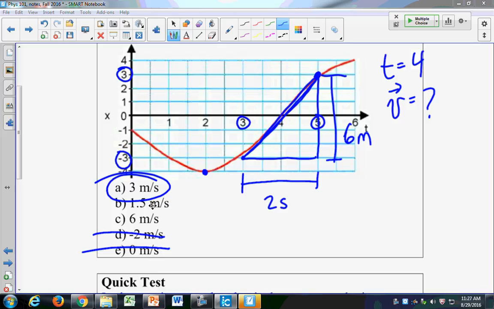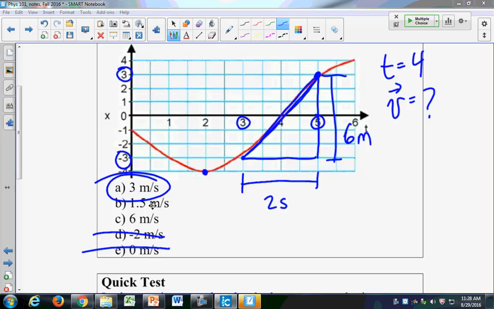Yeah, Chandra? Why did I do 5 if t is 4? Oh, good question. So she asks, why do I use 2 seconds here? Because I go from 3 to 5, if really I ask for t equal 4. What I'm asking is for the instantaneous velocity at t equal 4 seconds. So what is the velocity at that particular instant? In order to find that, I have to find the slope of the line at t equal 4 seconds.